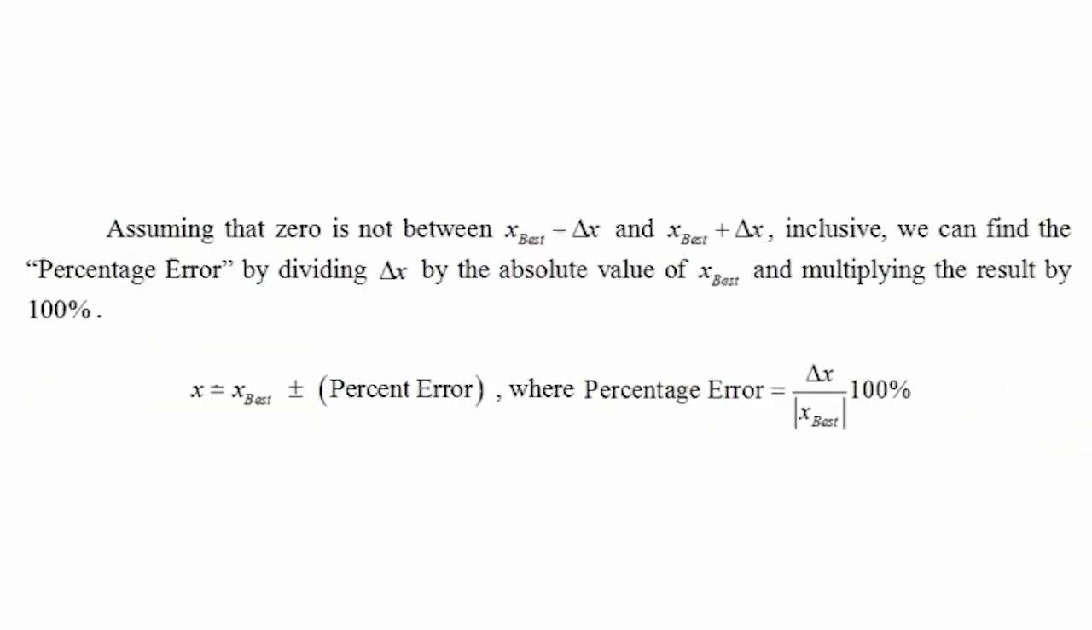Assuming that 0 is not between the values of x best minus delta x and x best plus delta x inclusive, we can find the percentage error by dividing delta x by the absolute value of x best and multiplying the result by 100%. Then x equals best guessed estimate plus or minus percent error.